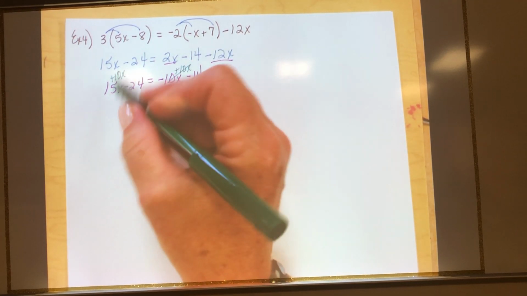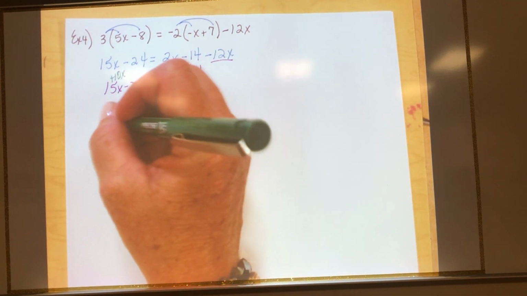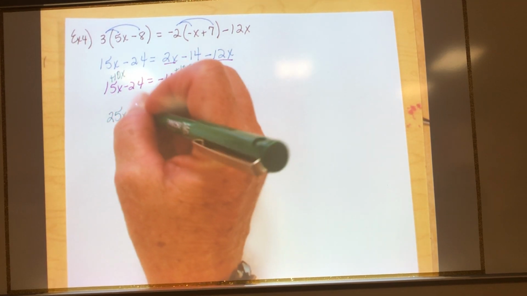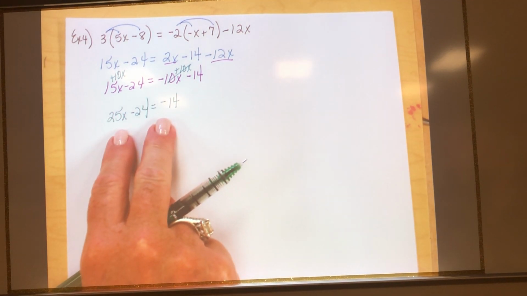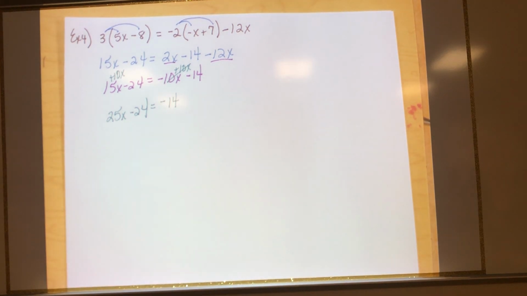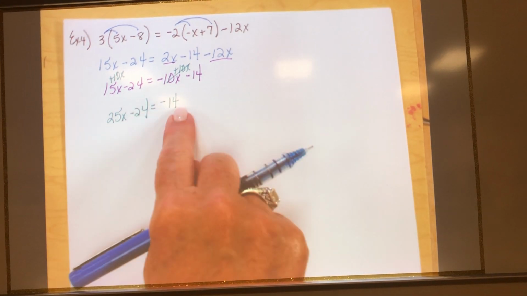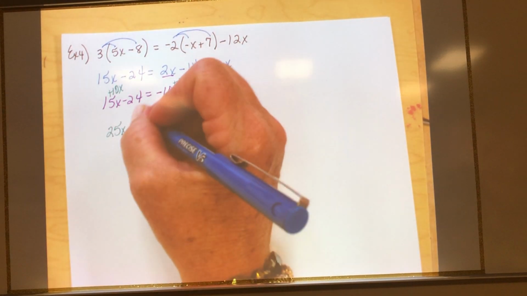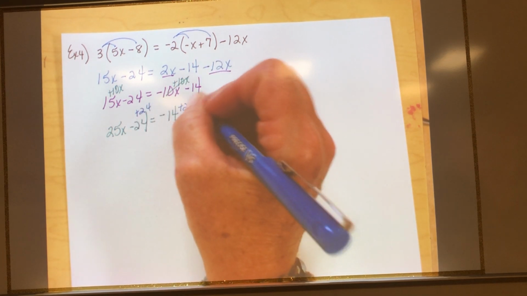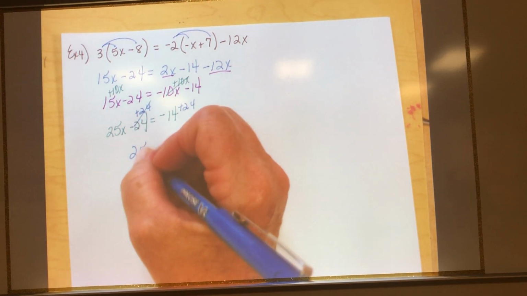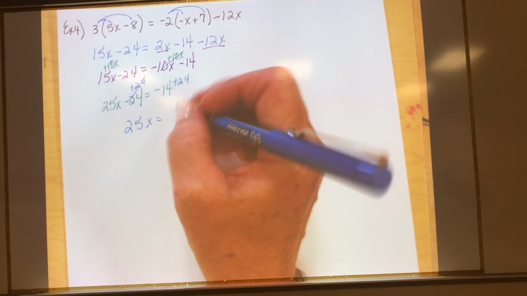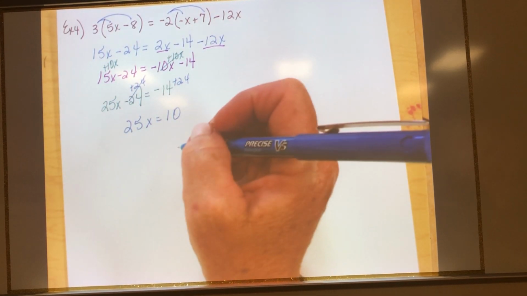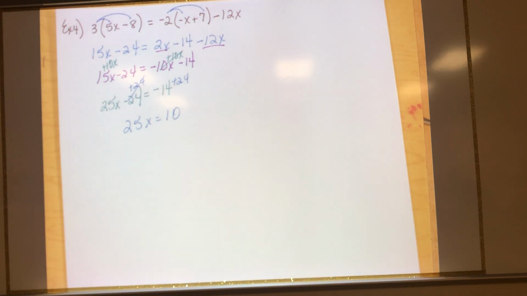On the left, 10x and 15x makes 25x, minus 24. So now it looks like the very first equation that we did, right? And I am going to add 24 to both sides. So 25x is equal to negative 14 and positive 24, which make 10. Okay, now what am I going to do?